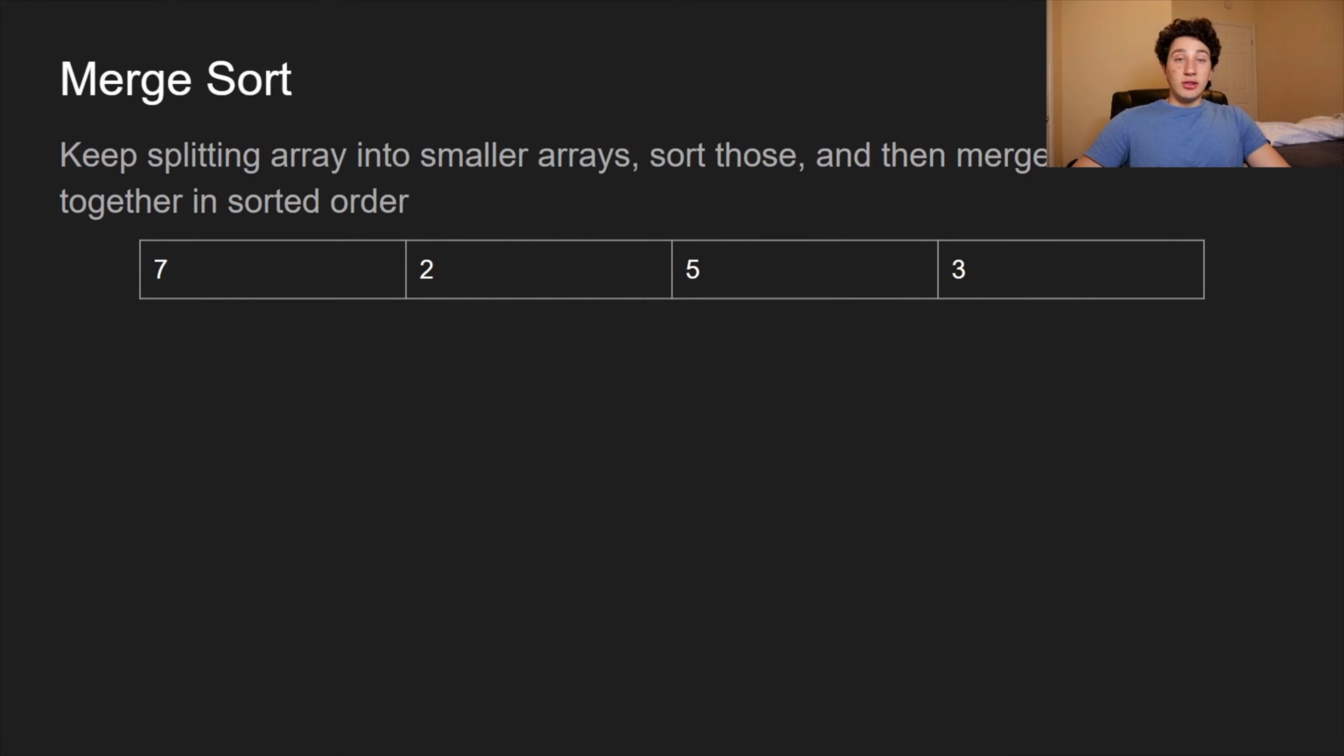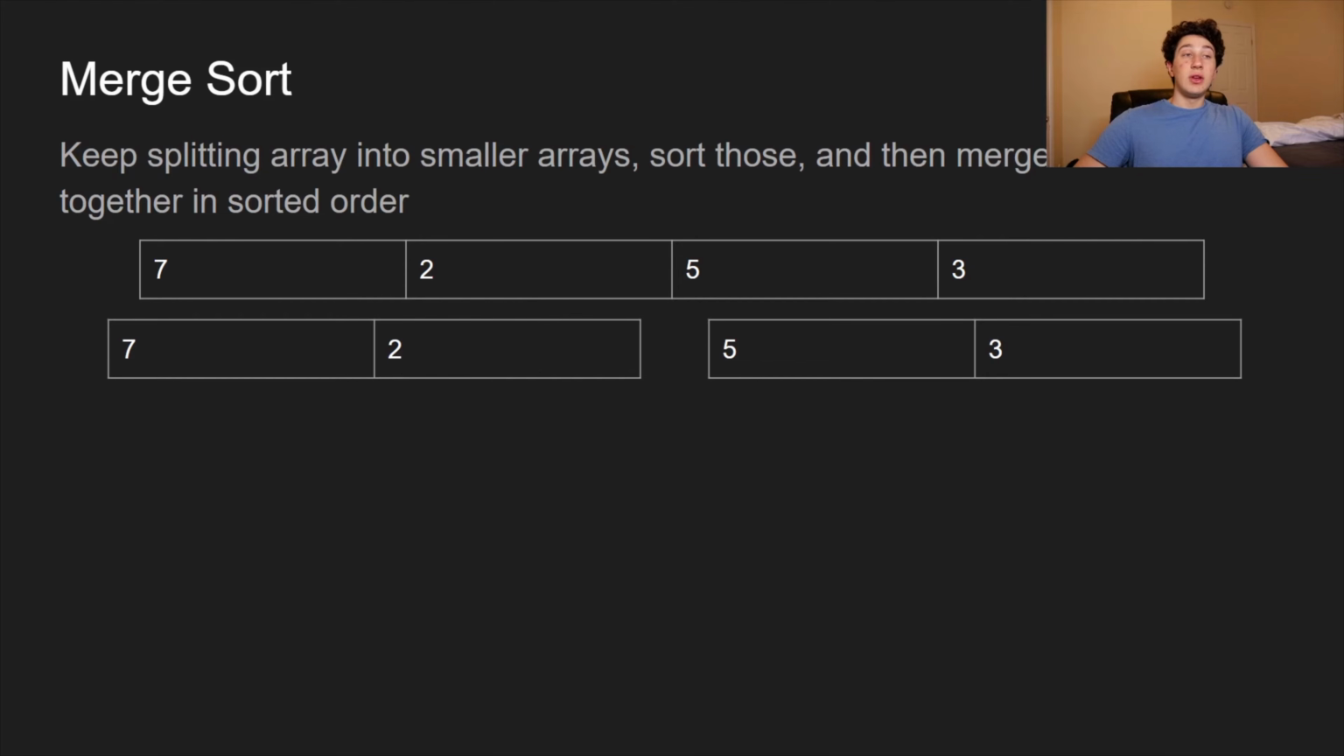So let's go ahead and look at the process of how this might be done. As you can see, we're starting with an array of size 4 where the elements are 7, 2, 5, and 3. Like I mentioned, the first thing we're going to do is split this into two smaller arrays. So now we have two mini arrays of 7, 2 and 5, 3.